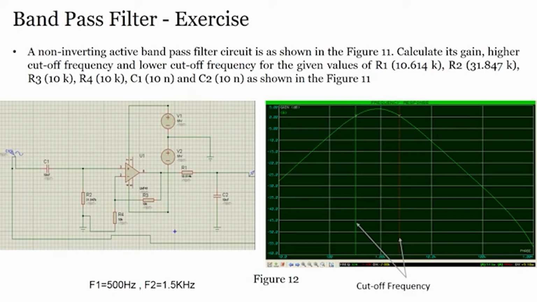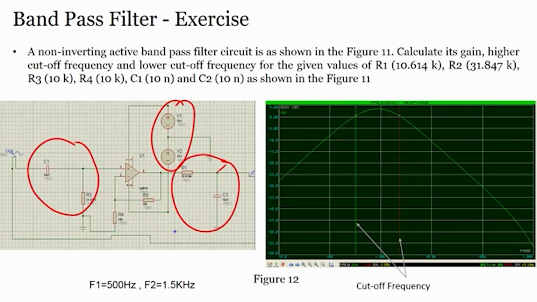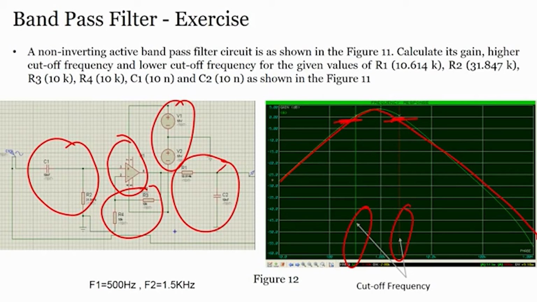Now, this is an exercise, again you can use PSpice. We have a non-inverting active band pass filter as shown here. You can see the bias voltage. You are looking at the low pass filter, the high pass filter, and the non-inverting amplifier here. When we use this, you will get a curve like this. You have to find what is Fh and what is Fl, what is this frequency and what is this frequency, at minus 3 dB.